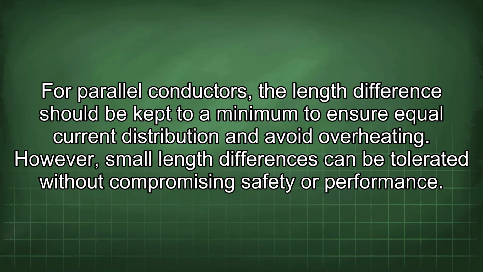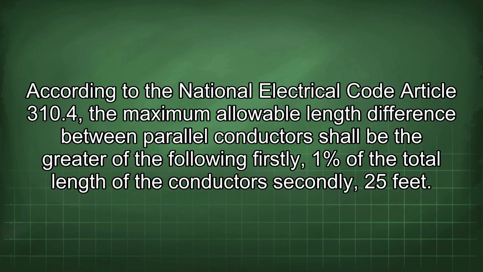For parallel conductors, the length difference should be kept to a minimum to ensure equal current distribution and avoid overheating. However, small length differences can be tolerated without compromising safety or performance. According to the National Electrical Code Article 310.4, the maximum allowable length difference between parallel conductors shall be the greater of the following: firstly, 1% of the total length of the conductors; secondly, 25 feet.